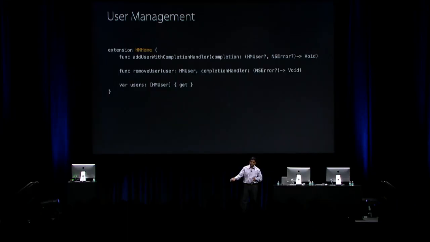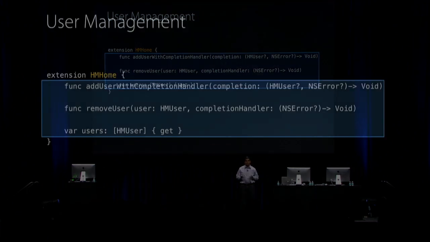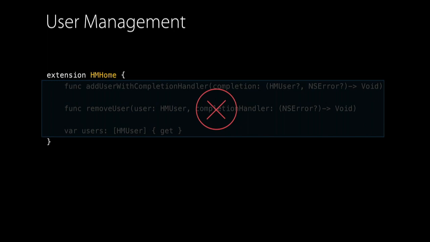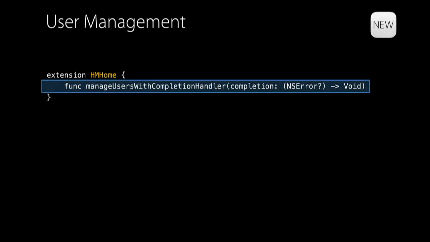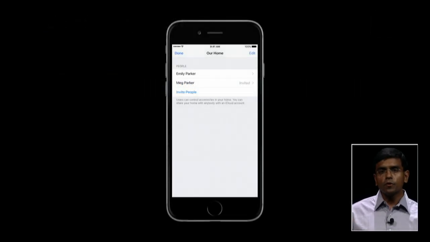Next, I want to talk about user management in iOS 8. Your app had the following 3 APIs to let users manage people in their homes. So they can add users, remove users, and list users in their homes. In iOS 9, we are deprecating these and replacing it with a much simpler API, manage users with completion handler. So this API presents a full view controller that is going to let users manage people in their homes.